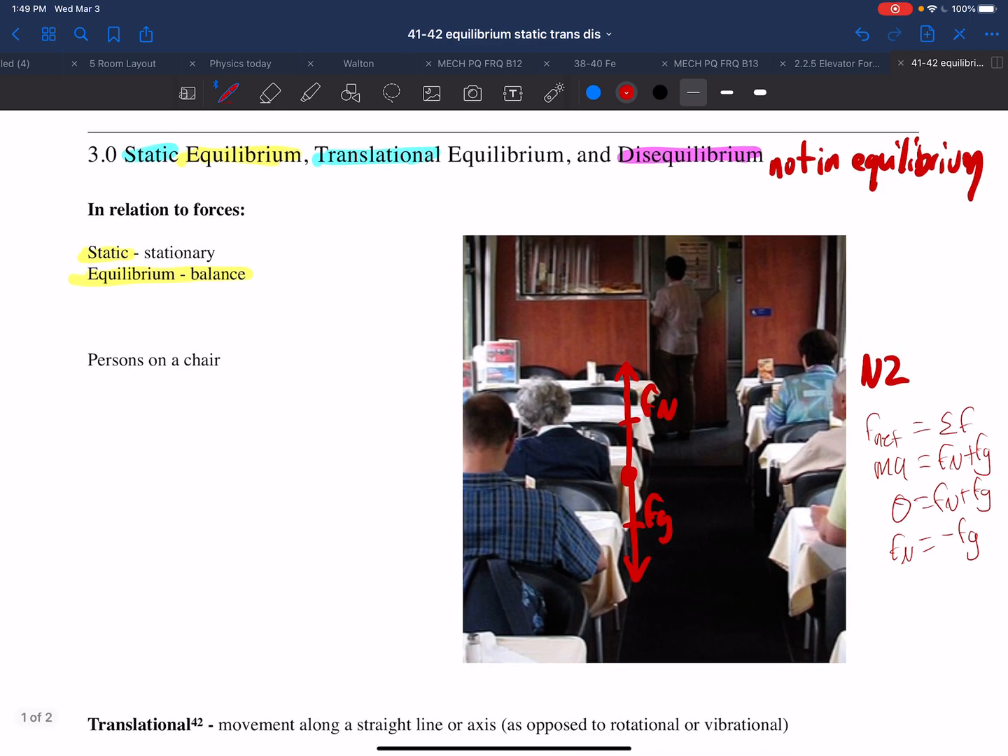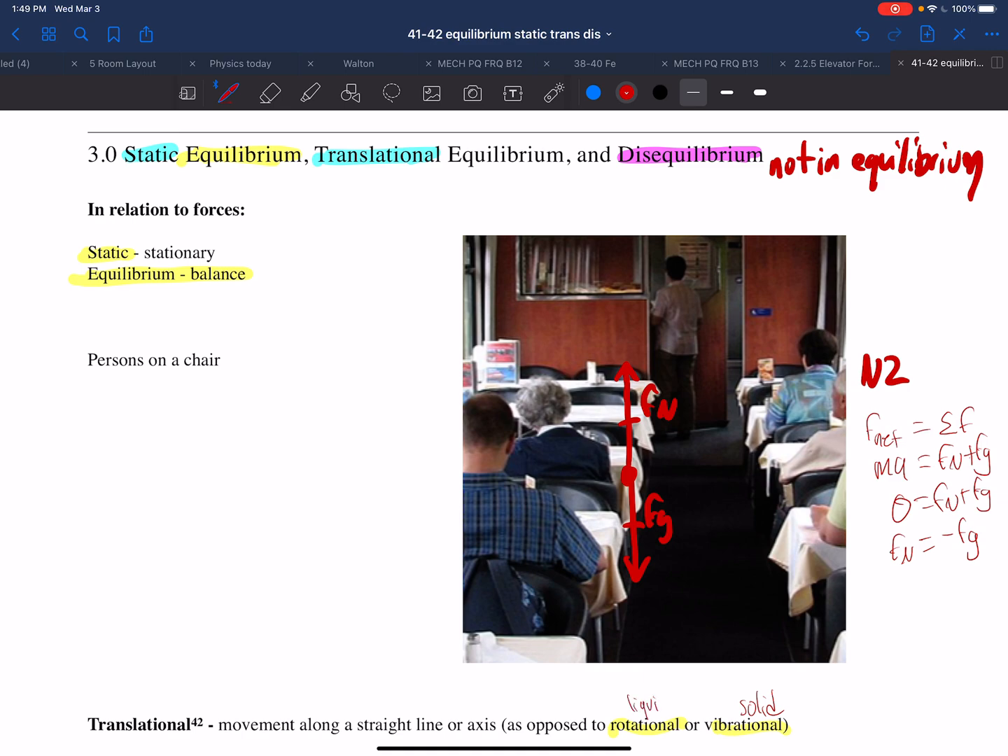Translational equilibrium is when there is movement along a straight line or axis. And when we use the word translational, similar adjectives would be rotational or vibrational. So translational means moving along in a straight line. And we could make some connections here to chemistry and your knowledge of matter. Vibrational energy is what happens to the lattice in solids. They vibrate back and forth.